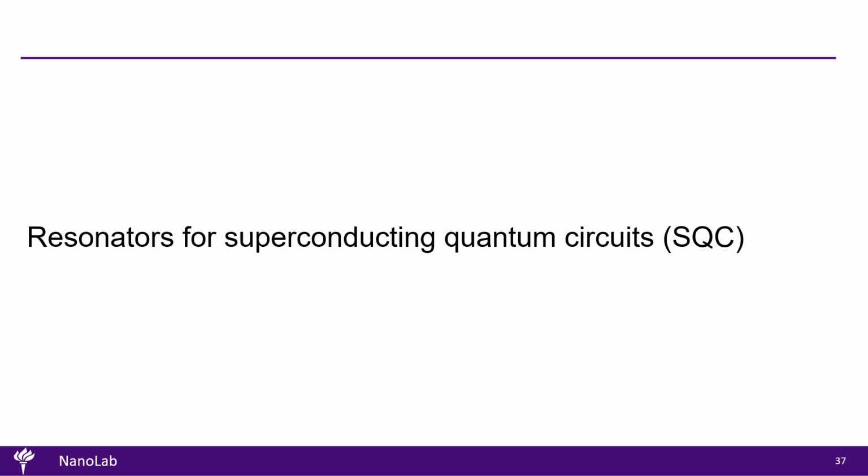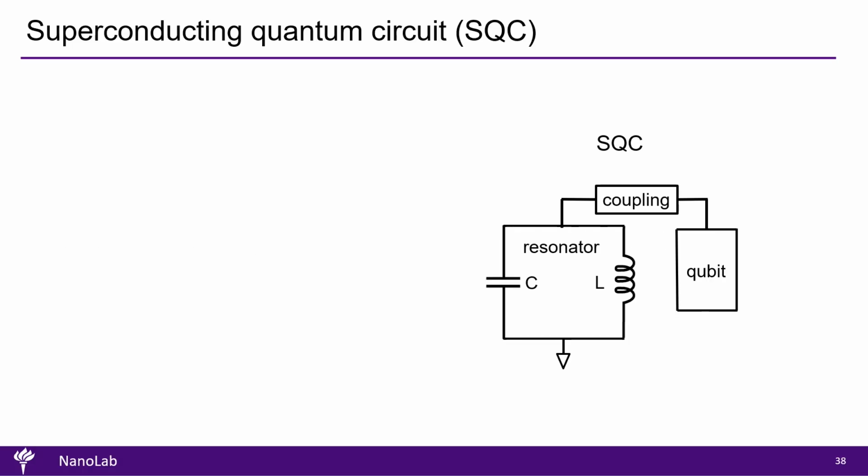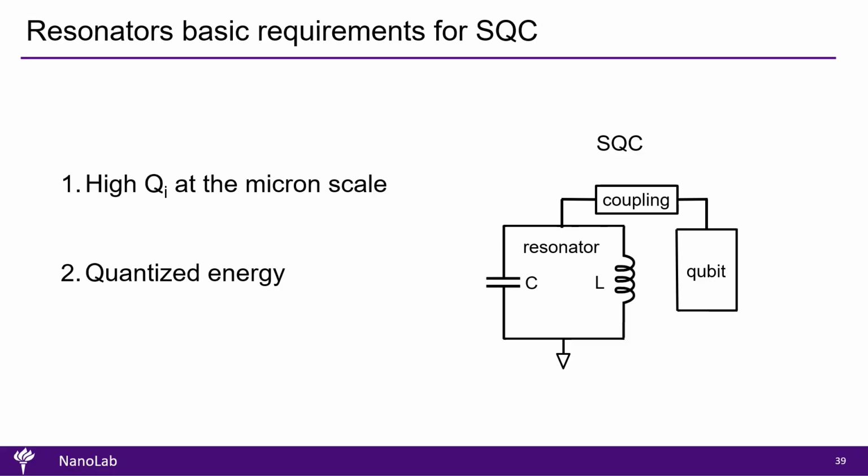In addition to a high internal quality factor, a resonator must meet another key requirement to be used in a superconducting quantum circuit. For those unfamiliar with these circuits, this simplified diagram shows a basic configuration: a superconducting resonator coupled to a superconducting qubit. In such circuits, resonators are used to drive the qubit, read its state, link qubits, and more. To function effectively in a superconducting quantum circuit, resonators must meet two basic requirements. First, a high QI at the micron scale, and second, the energy in the resonator must be quantized.